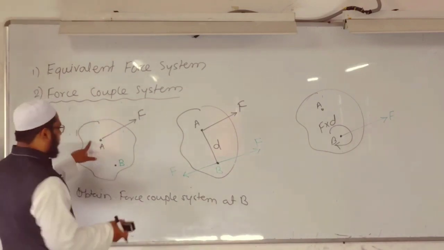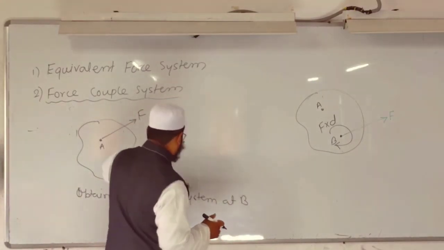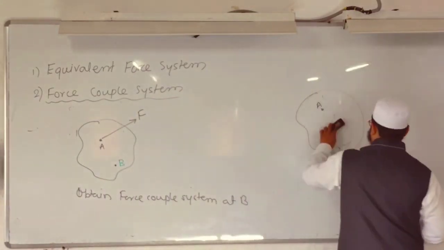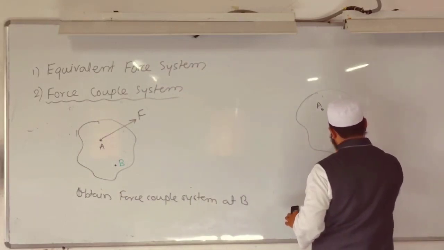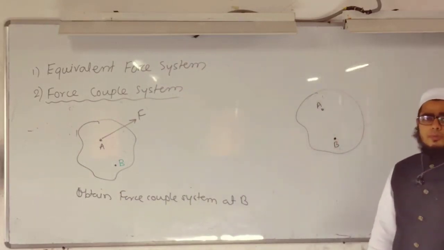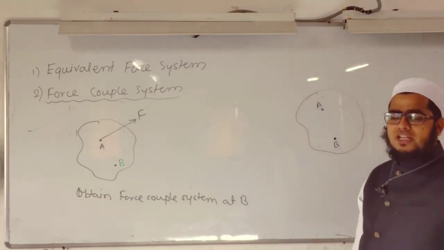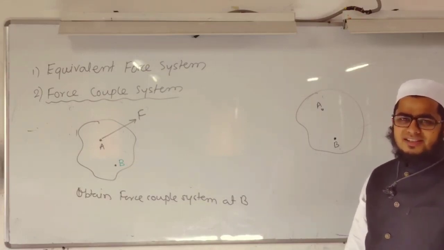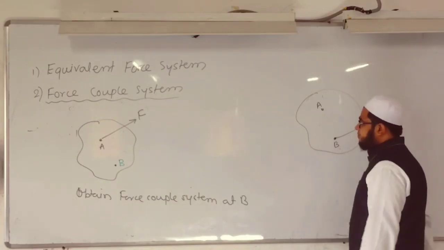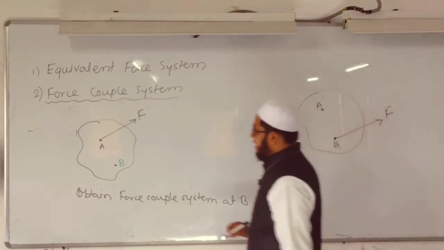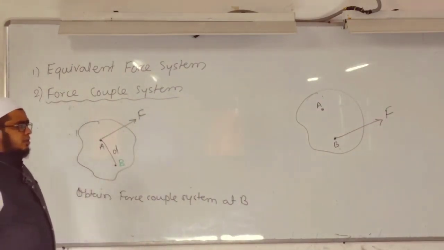In this case, my desired point is B. Very simple. Now I will not consider this figure, I will just explain with the help of the steps. My first step is to transfer the given single force to the desired point with the same magnitude and direction. I will transfer this force F with the same magnitude and direction, at a distance from it.